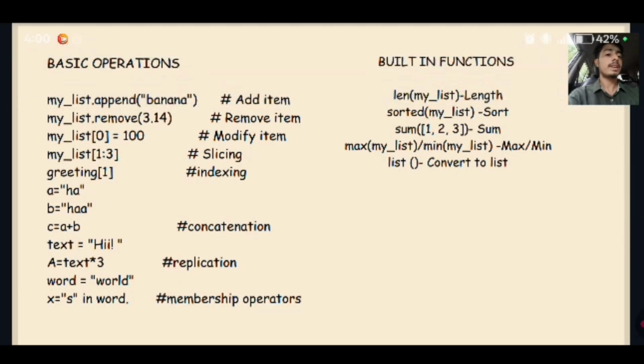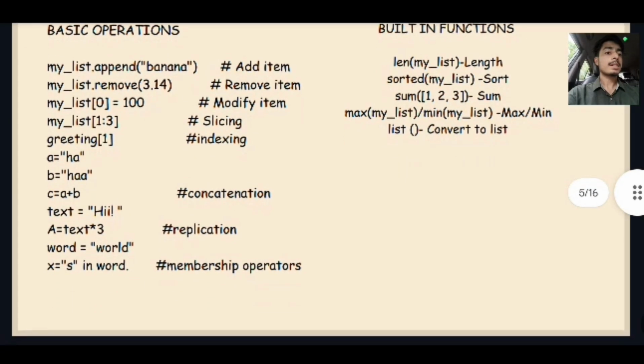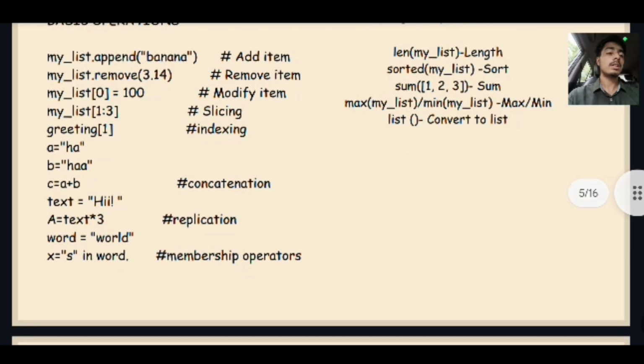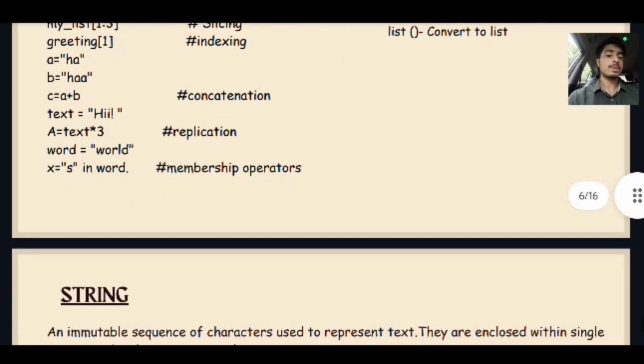Now we can look into built-in functions. We can see len, sorted, and sum to see the sum of the elements of a list. Then max of list returns the maximum element in that list. Min returns the minimum element of the list. Then list is used to convert to a list, that means it is a constructor that is actually used.